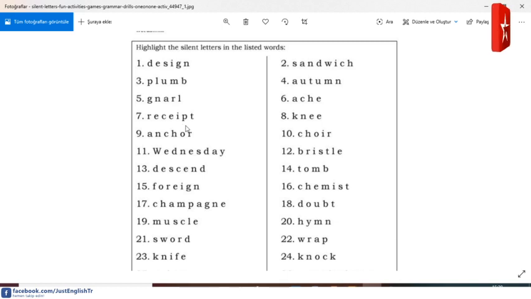Fantastic. And number 7, receipt. Okay, how can we pronounce that word? One of these difficult words that most of the students suffer from to pronounce. They fail to pronounce it. Like receipt, we say. Listen to me. Receipt. So we don't pronounce P. Receipt is a correct answer. P is a correct answer, not E.